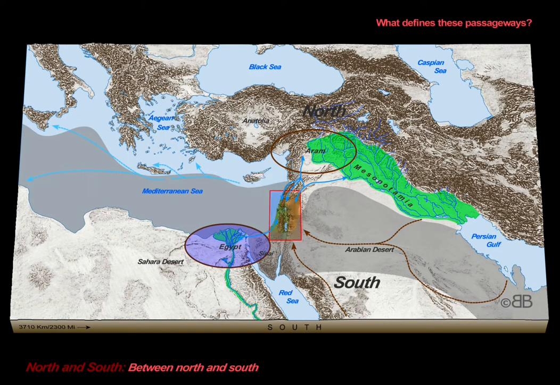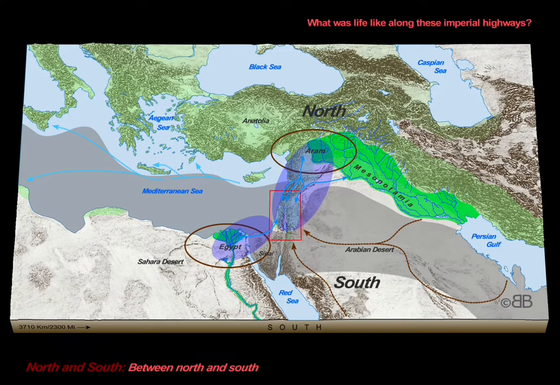Egypt claimed this middle ground for economic and security reasons, even though it lay beyond northern Sinai. Much of the area, however, was part of the watered and settled north, and northern powers often overran it. So what was life like along these imperial highways?